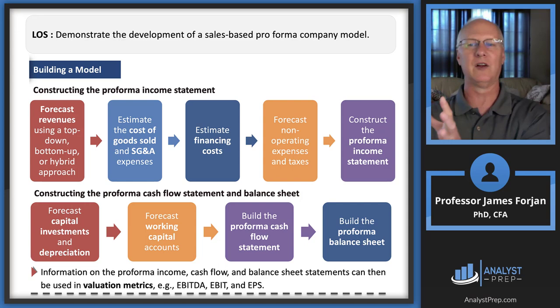Then we take the net income from that pro forma income statement and throw it over to the balance sheet, and we forecast capital investments and depreciation, working capital, and then build the cash flow statement and the balance sheet. Of course, these are all expectations. These are forecasted models, so we call these the pro forma cash flow and pro forma balance sheet.